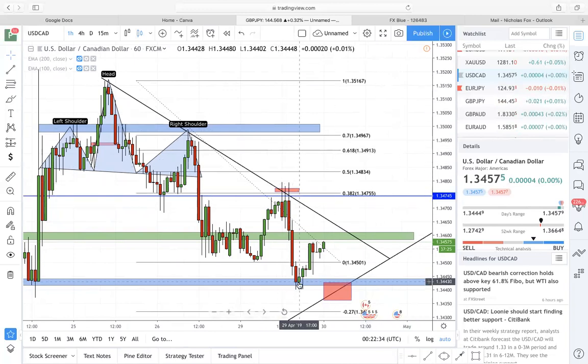We went for 35 pips and closed out down here. Bang, bang, boom. We're out of the market just like that. On to the next trade.